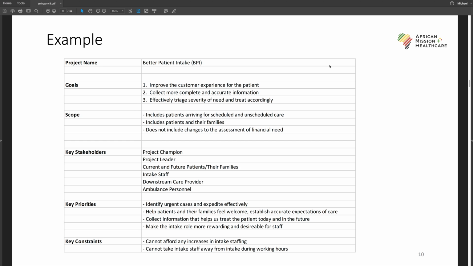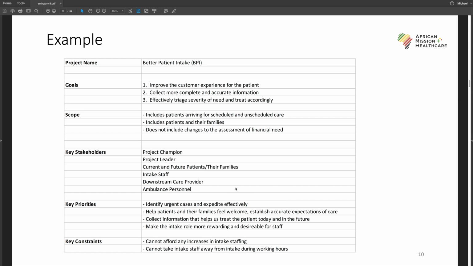You know, current and future patients and their families are important stakeholders. The intake staff, the employees that do the intake, and the volunteers, very, very important. Downstream care providers, so the doctors and nurses and technicians that might be interacting with the patient after they're logged into the facility, are very important customers. And even ambulance personnel, anybody who is bringing an injured party to the institution is an important customer as well. And I bet you could all think of additional stakeholders as well.